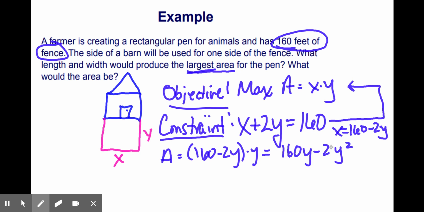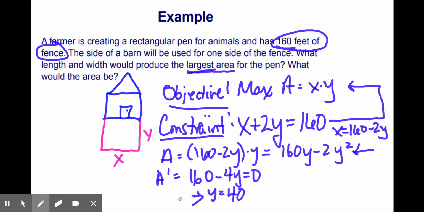So now, what do I want to do with this? I want to find the max of this equation. How do I find the max? I find the derivative. So the derivative of A is 160 minus 4Y. Set it equal to 0 to find the critical numbers. I get Y equals 40, looks like. This is my only critical number.